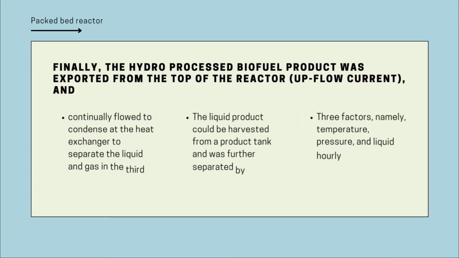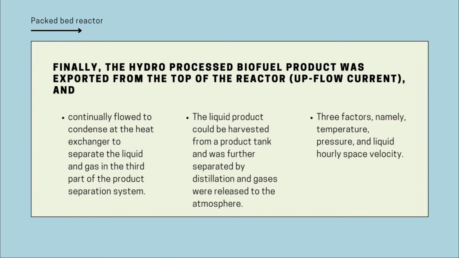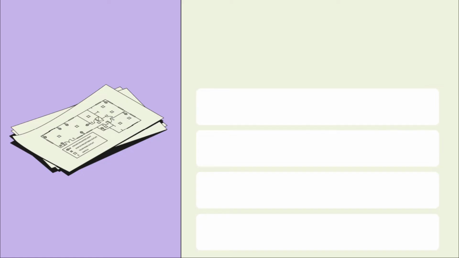Finally, the hydroprocessed biofuel product was exported from the top of the reactor and continually flowed to condense at the heat exchanger to separate the liquid and gas in the third part, the product separation system. The liquid product could be harvested from a product tank and was further separated by distillation, and gas was released to the atmosphere. Three factors, namely temperature, pressure, and liquid hourly space velocity, were investigated to determine their effect.